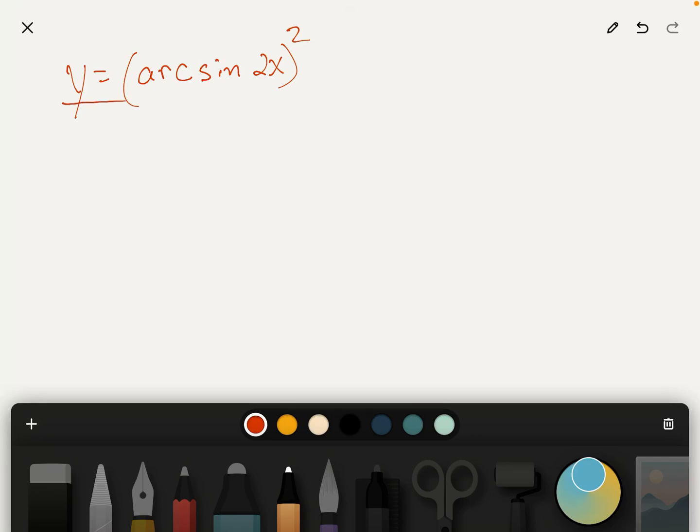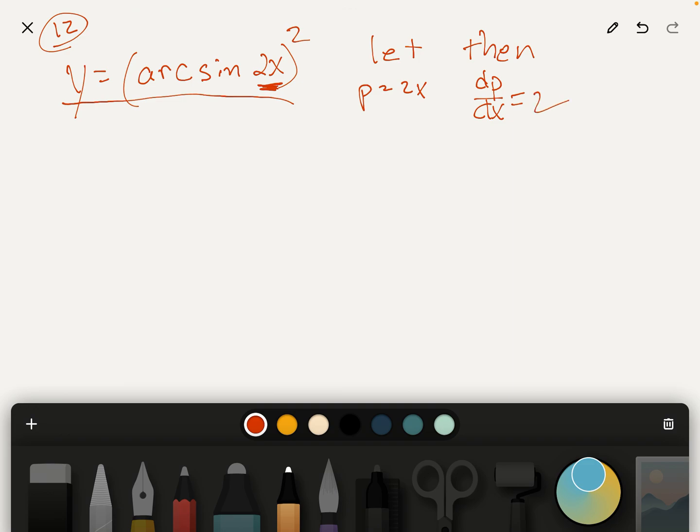Okay, so here's y, and they want you to find y prime. This is exercise 12. And so I'm going to make my little pair of columns, let and then. The place to start is with this 2x. That's the simplest function to start with of x. And so we're going to let p equal 2x. Then dp dx equals 2.